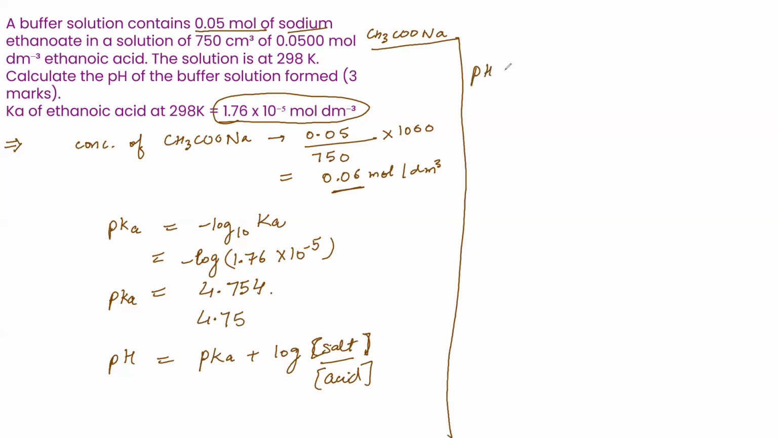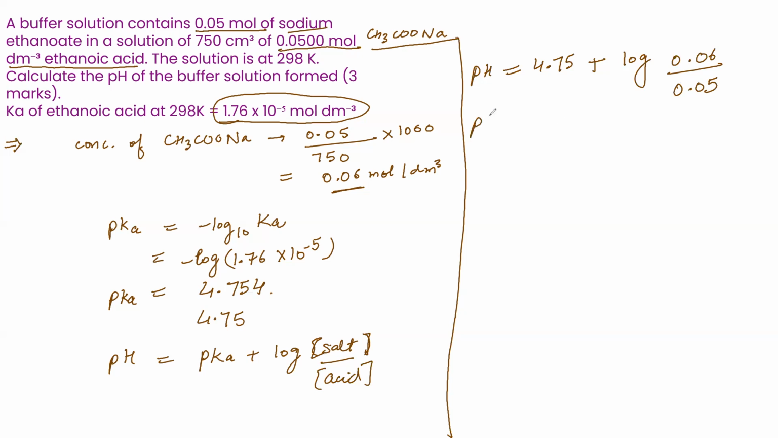So pH equals pKa, which is 4.75, plus log of the concentration of salt, which we have calculated as 0.06. And what is the concentration of acid? It is given in the question. Read it: 0.05 mole per decimeter cube of ethanoic acid. So 0.05. I hope this much is clear to you.